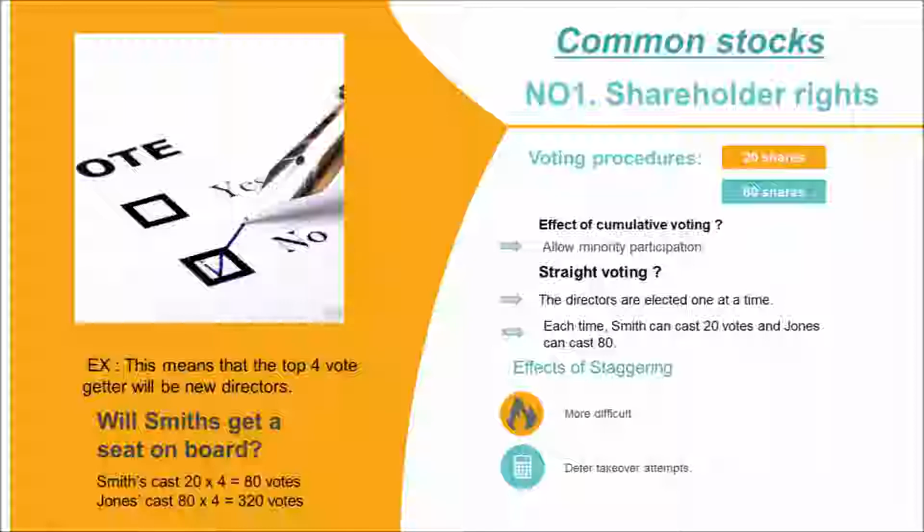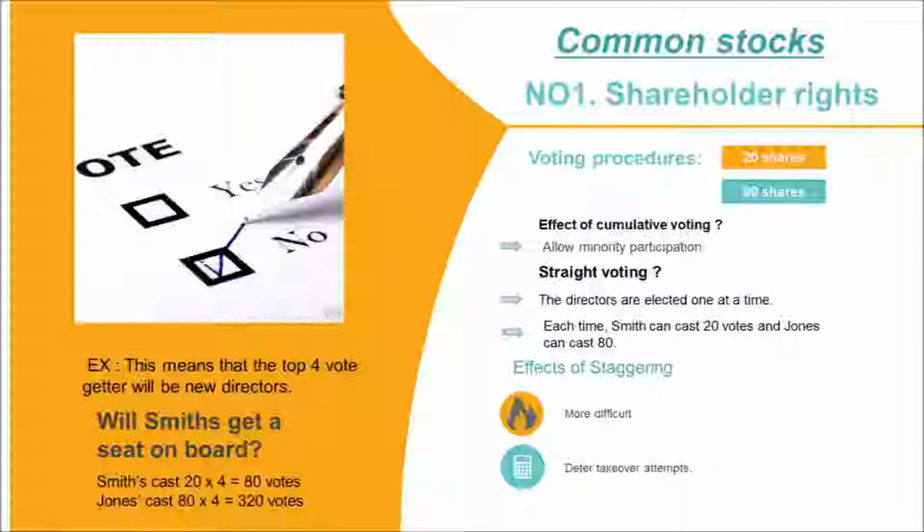And next, with straight voting, the directors are elected at one time. Each time, Smith can cast 20 votes and Jones can cast 80 votes. As a consequence, Jones will elect all of the candidates. The only way to guarantee a seat is to hold 50% plus 1 share. And this guarantees that you will win every seat, so it's really all or nothing.